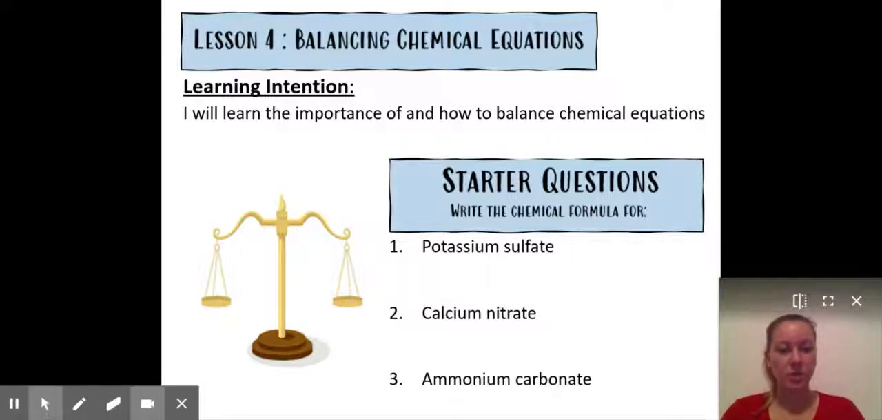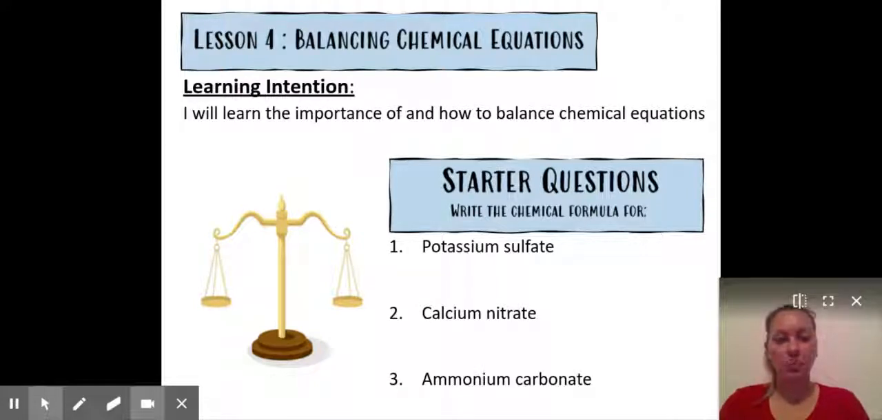So starter questions, we have three questions: potassium sulfate, calcium nitrate and ammonium carbonate, and your task is to write the chemical formula for each of these compounds. So have a wee go and make sure you can do that. Pause the video, attempt the questions, and then if you unpause, I can show you the answers.